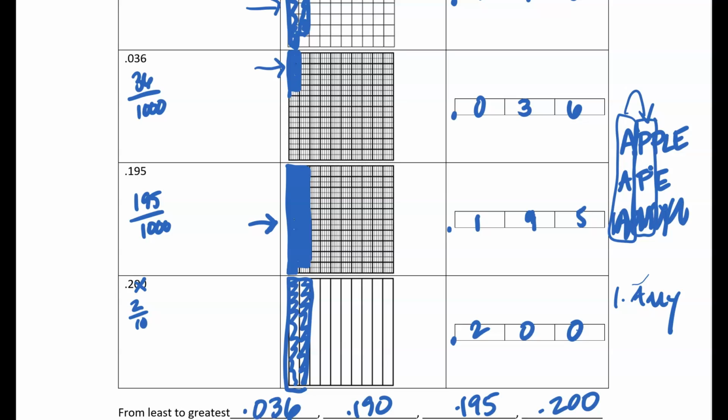And then I look at these words. If they both have P, then I have to go to the next letter. This one has P and this one has E. E comes before P, so ape is going to be next, and then apple is last. So same with your decimals.